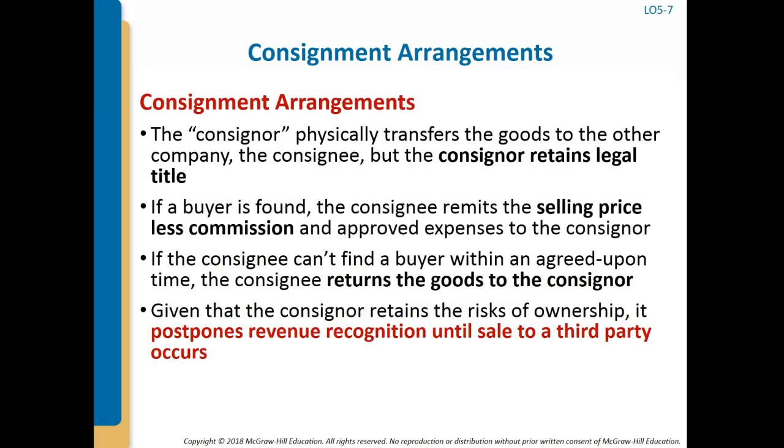In consignment arrangements, the consignor physically transfers the goods to the other company, the consignee, but the consignor retains legal title. If a buyer is found, the consignee remits the selling price, less commission and approved expenses, to the consignor. If the consignee can't find a buyer within an agreed upon time, then the consignee returns the goods to the consignor. Given that the consignor retains the risks of ownership, it postpones revenue recognition until sale to a third party occurs.